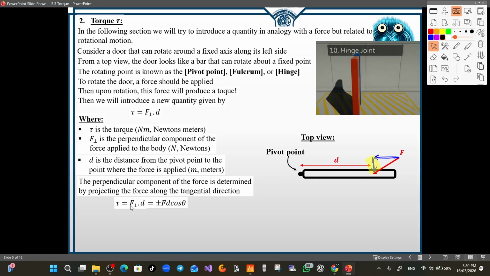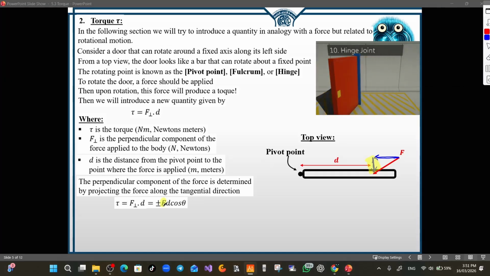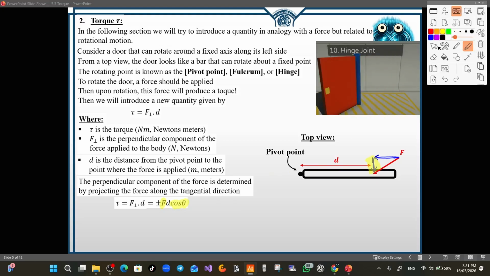So in F times d, the F should be the perpendicular force. To find the perpendicular force, we apply the projection. We consider F and cosine theta together to form the perpendicular force, multiplied by the distance between the point of application and the pivot point.